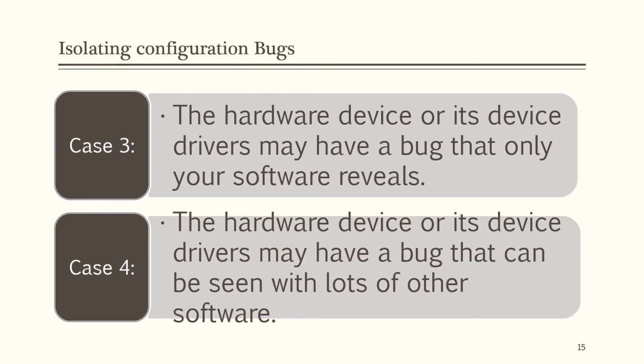Case 3. The hardware device or its device drivers may have a bug that only your software reveals. Maybe your software is the only one that uses a unique display card setting. When your software is run with a specific video card, the PC crashes. Case 4. The hardware device or its device drivers may have a bug that can be seen with lots of other software. For example, a specific printer driver always defaulted to draft mode and your photo printing software had to set it to high quality every time.